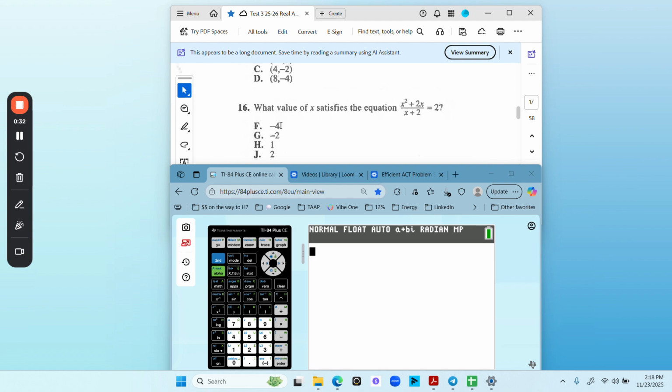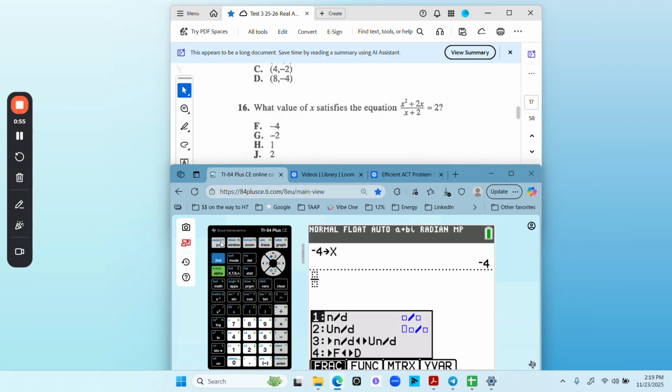So we can start with -4. To set the x value, you're going to put in the number you want, -4, store to x. And now we're going to type out the equation they have here. I like to make it look like the fraction. So to do that, you hit alpha, the button next to it. If that's not on your calculator, you could get the same thing doing alpha y equals, and n over d is numerator over denominator.